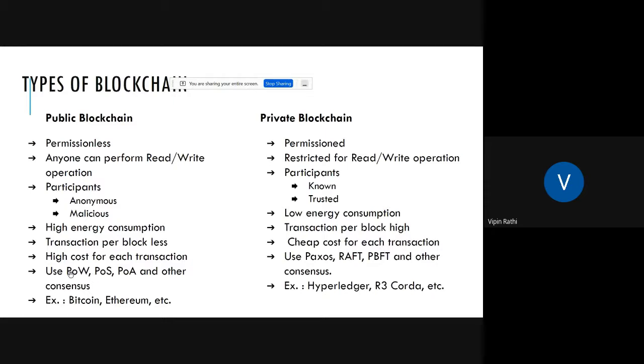And again, if you can see the difference in consensus, there is proof of work, proof of stake, proof of authority as consensus, and the examples are Bitcoin, Ethereum, etc. Here we can see Raft, BFT, PBFT kind of things, Byzantine fault tolerance, or Honey Badger. And the important examples are Hyperledger, which is a Linux Foundation umbrella project. Hyperledger and R3 Corda are also very important. So these are two important private blockchain networks, which people generally use in enterprise stuff.